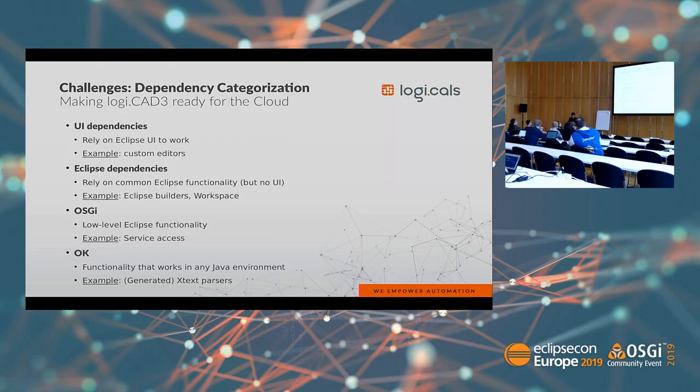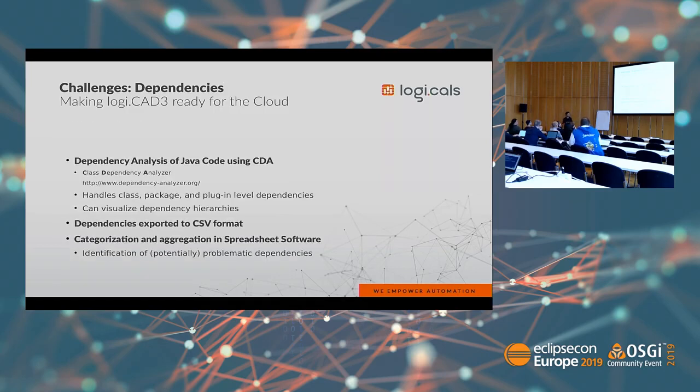So what we did here in order to get the dependencies right was to use software to help us with that. We used the Class Dependency Analyzer, which is capable of determining dependencies on a class level, on a package level, and on the plugin level. It does not only visualize the dependencies, it's also capable of generating CSV files that can be used to get a very nice view of what needs to be done.